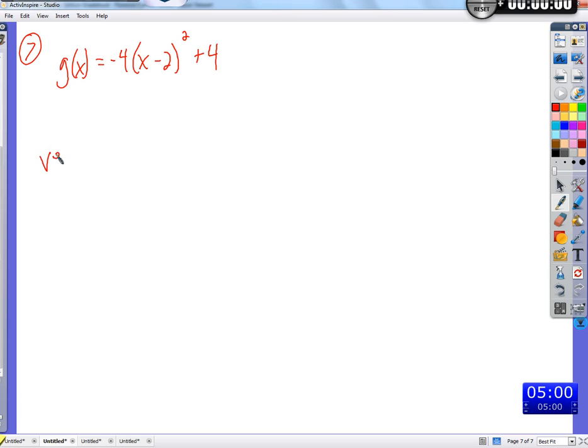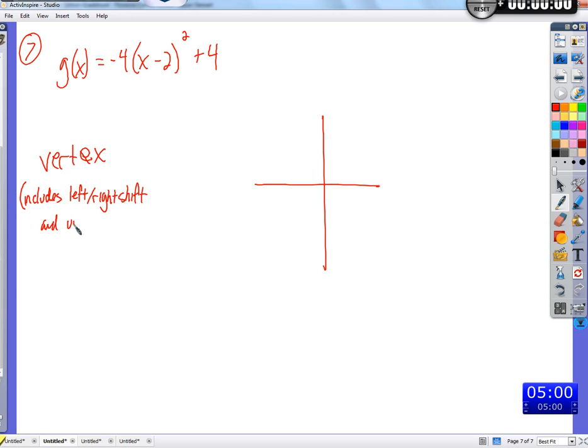Well, let's first talk about where the vertex is, right? If we find where the vertex is, is it here, is it over there, is it down here and over there? It encapsulates the left and right shift and the up and down shift. And if we get those two things, then that's two parts that are done with. So the vertex includes, in a way, the left-right shift and the up-down shift.